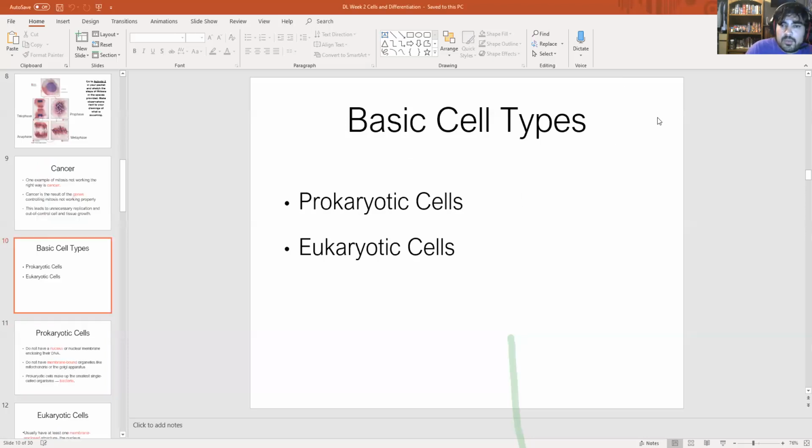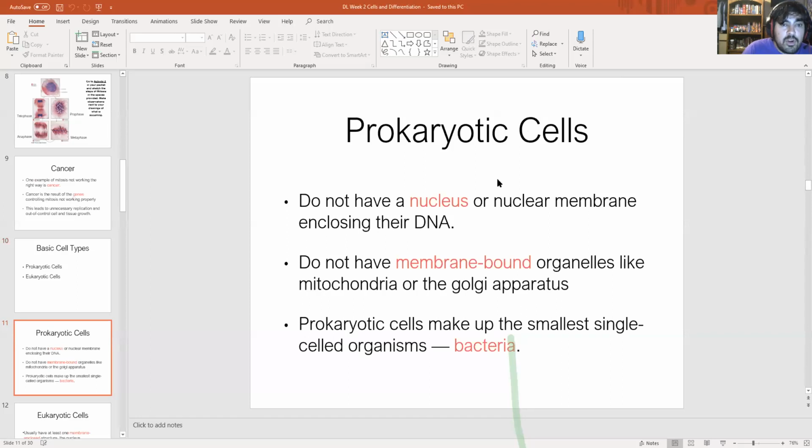Okay, so moving on, we have basic cell types. There's two, prokaryotic cells and eukaryotic cells. So prokaryotic cells, they don't have a nucleus or a membrane included in their DNA. The DNA is just kind of floating in there. And they don't have membrane-bound organelles like mitochondria or the Golgi apparatus.